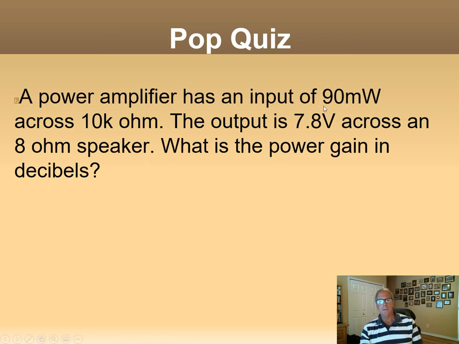So this is something that you should do on your own. I don't believe we have an answer here, but we have 90 milliwatts across 10K. Output is 7.8 volts across 8 ohm speaker. What's the power gain in decibels? So I want you to do this on your own. This is an example out of the textbook. Remember, power is what? Voltage times current, or V squared over R, or I squared times R. So you have V and you have R, so on each one of these, you're going to do V squared over R on the output, V squared over R on the input. So output over input. That's the power gain. You'll get it. Remember, it's 10 log of that.